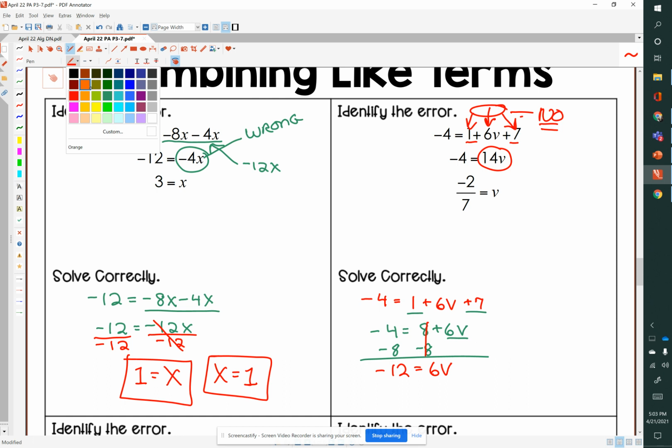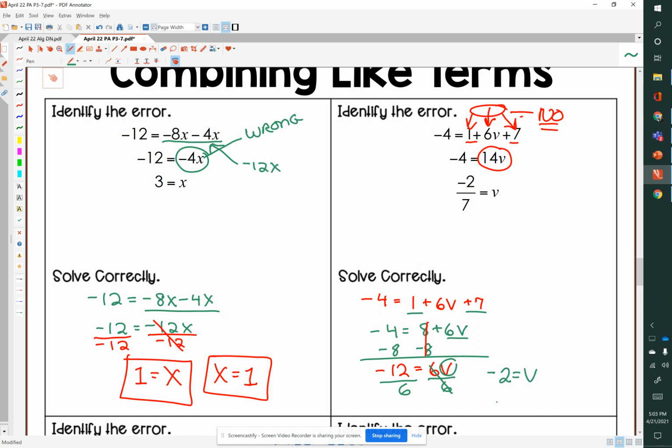Now we ask again what is happening to v, and v is being multiplied by 6. So I will divide by 6, and that allows me to isolate v. And my v will equal negative 12 divided by 6, which is negative 2. So v equals negative 2. And that's the correct answer.